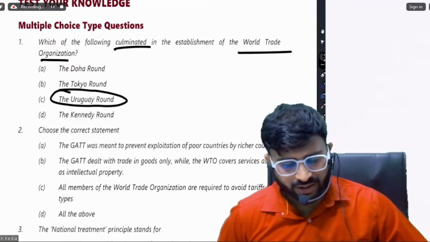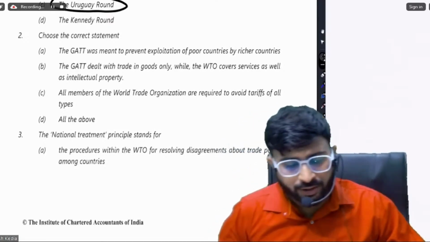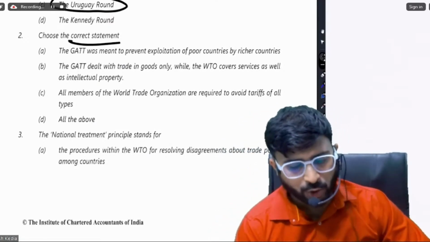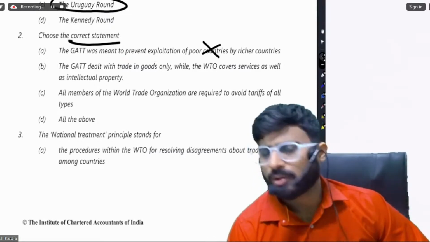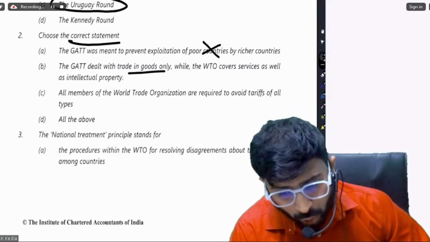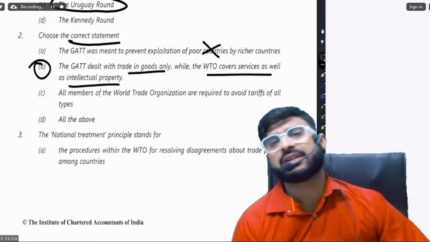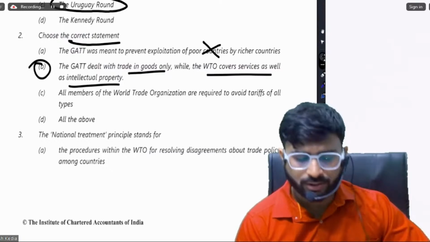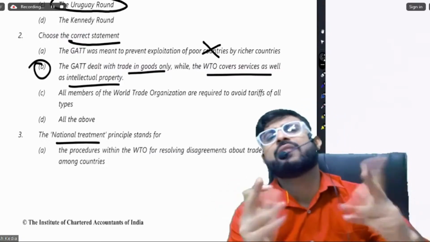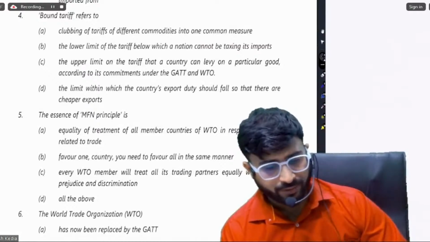Let's see what else we have been given. Point two, what is it? The GATT was, choose the correct statement. Okay. GATT was meant to prevent exploitation of poor countries by richer countries. No. GATT dealt with trade in goods only, while WTO covers services as well as intellectual property. Perfect answer. I'm sure you all will agree. National treatment principle, we have not studied so far. So I will discuss that and then we'll come back to it.